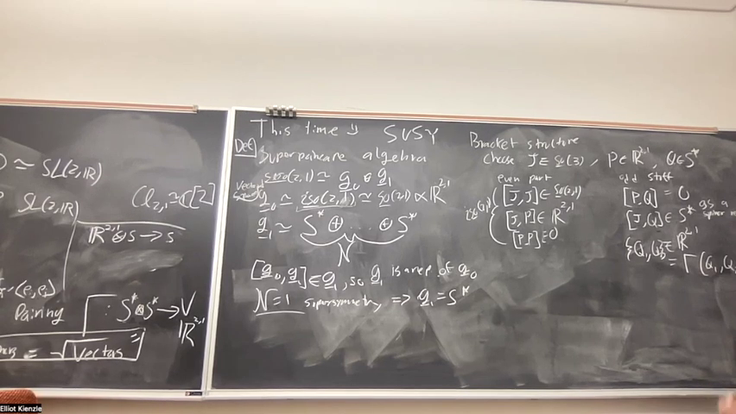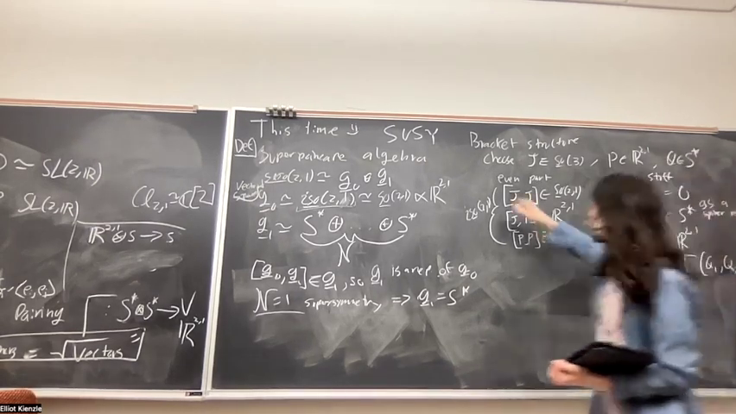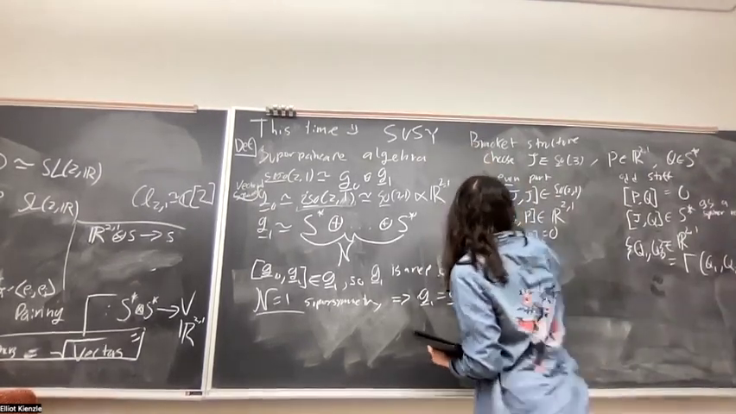How do we feel so far? Yes, that works. What if I have multiple spinors? If I have one spinor, so this is the N equals 1 bracket structure.